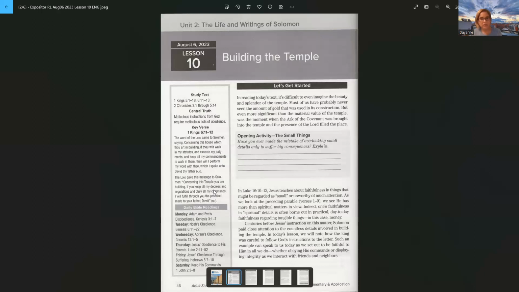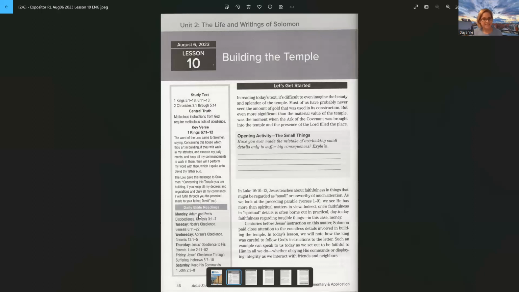So this parallel Bible, the New Living Translation, is going to help you understand what this particular text means. Now, down here, you're going to see daily Bible readings. Daily Bible readings prepare you, okay? It helps you understand the lesson as you go along with it.